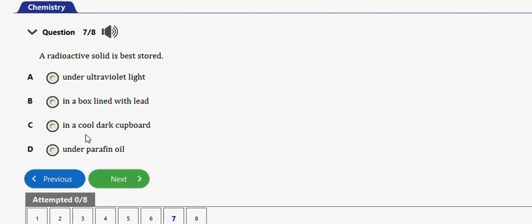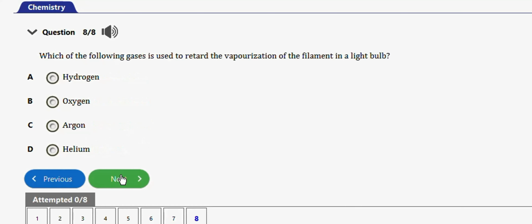The last question before I end this video will be this one. It says which of the following gases is used to retard the vaporization of the filament in a light bulb? So the right option is option C, argon. So guys, this is basically how to solve problems under noble gases. We practiced with 8 repeated questions for this topic. Hope you learned something interesting from the video.